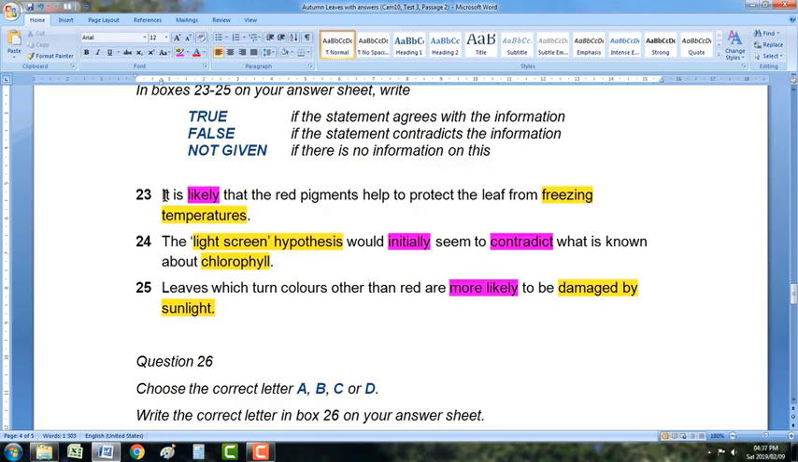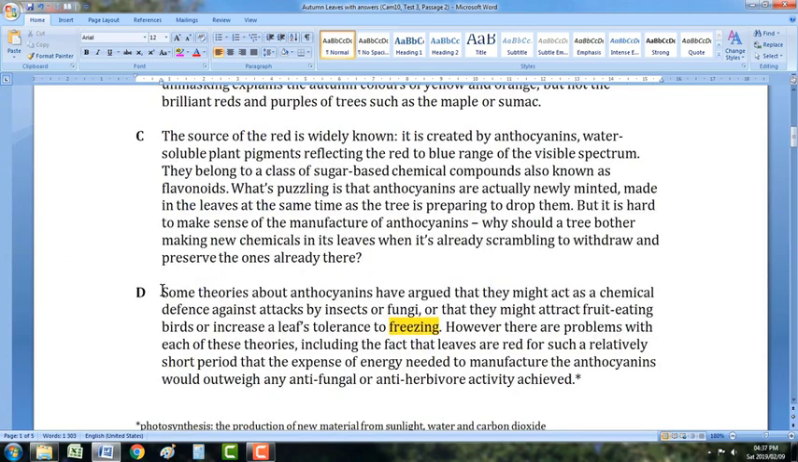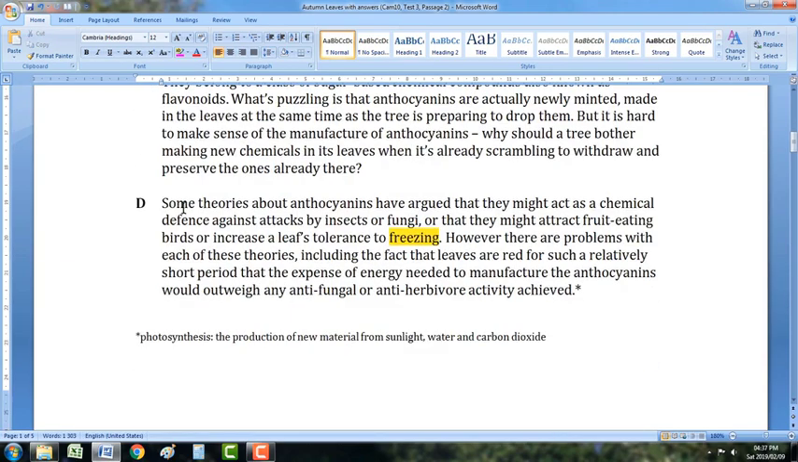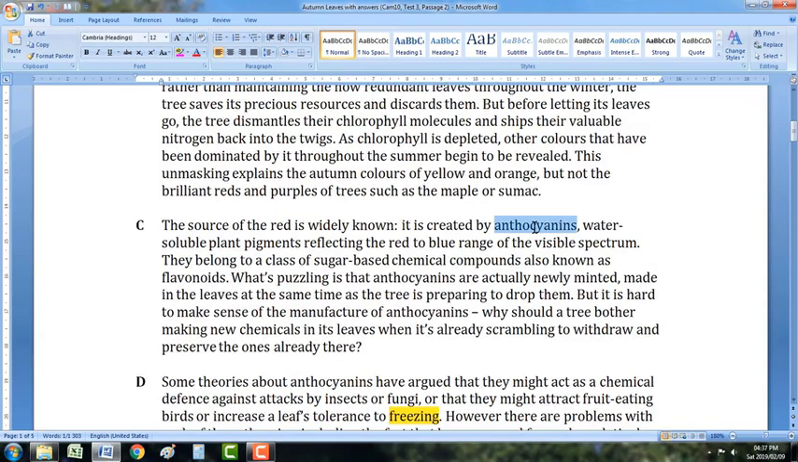So it is likely that the red pigments help to protect the leaf from freezing temperatures. You kind of have to then read all of this. Some theories about anthocyanins. Maybe it's time now to find out what that is. There's a definition of it over there. Anthocyanins are these pigments which reflect the red. The source of the red. Where does the red color of the leaf come from? From the anthocyanins, which is a red pigment.